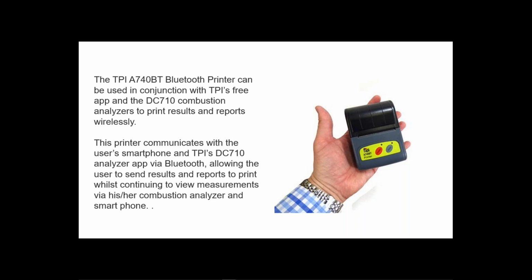You're not tied to a cord. You're not tied to being 12 inches away from your analyzer, like analyzers that use an IR type of way of communicating from the analyzer to the printer. This is completely Bluetooth. So your phone is your hub, or your Bluetooth device is your hub. You can send reports. You can send several reports right to the printer.